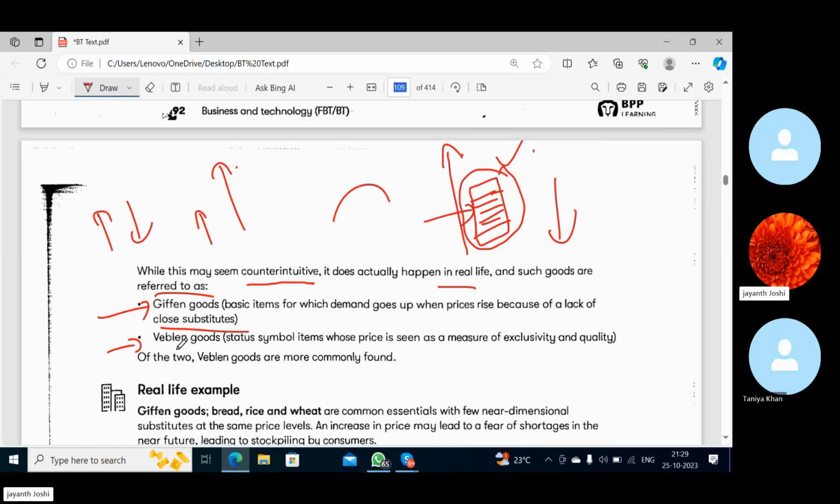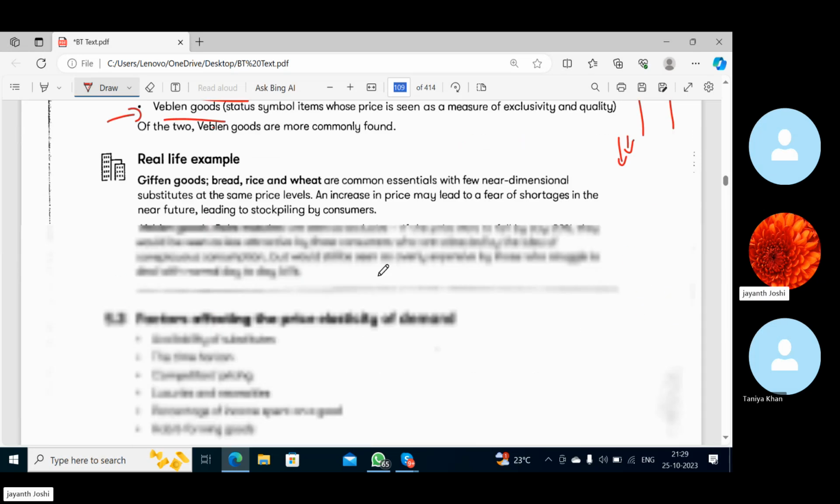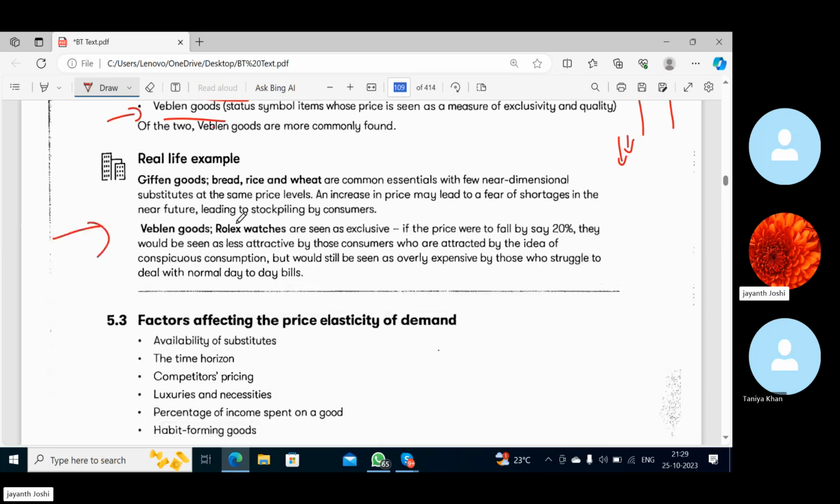And Veblen goods are something like diamonds. I can say the Kohinoor diamond is priceless in the world. The higher the price of diamonds, the higher the demand for diamonds. The lower the price of diamonds, the lower the demand. Just go for this question, please. The same goes for Rolex watches, bread, rice and wheat. Go to this, we will move next.